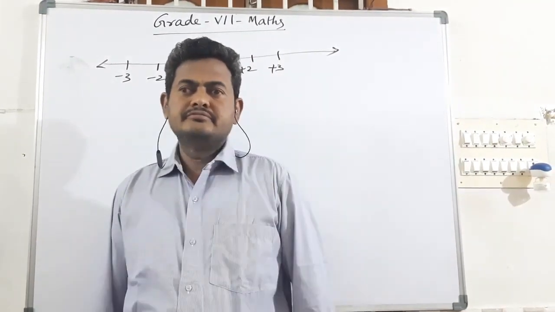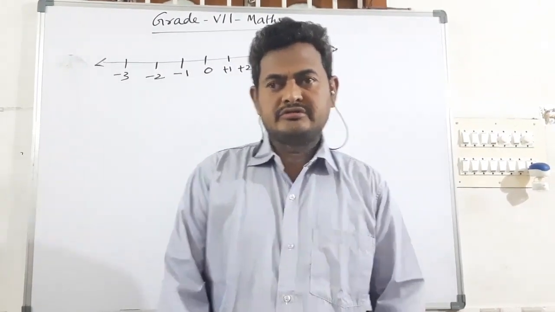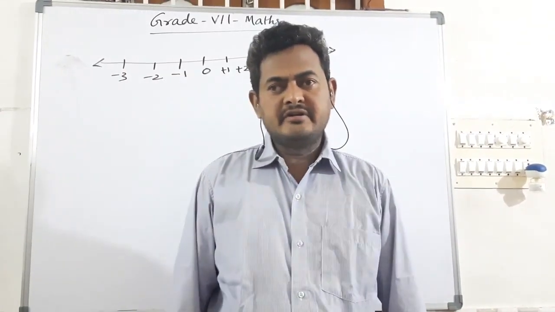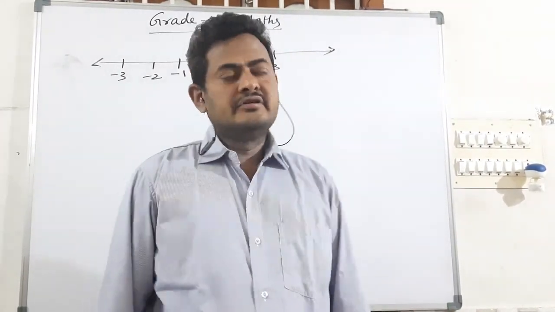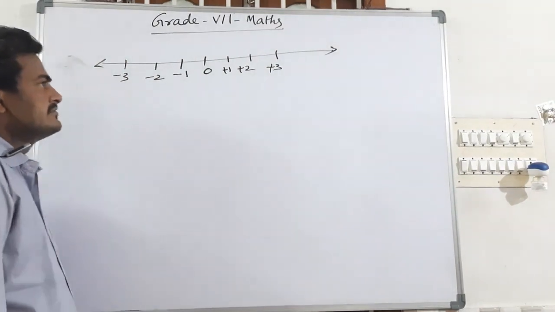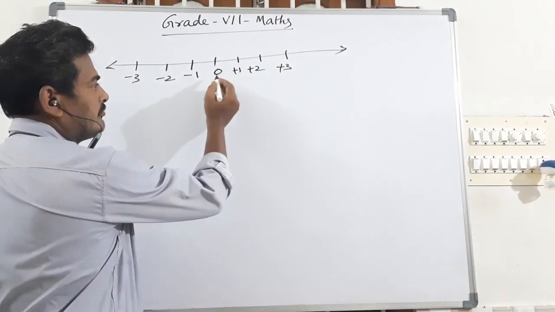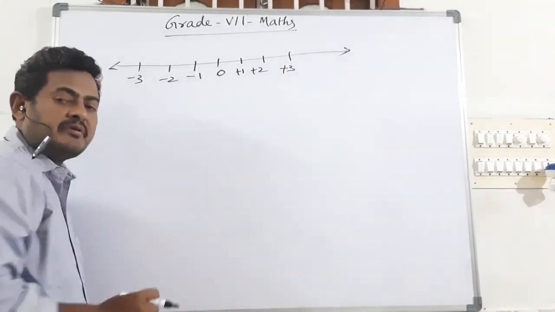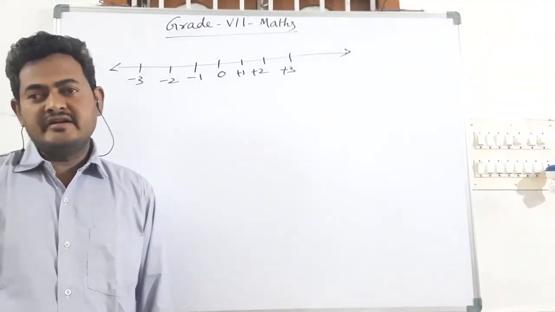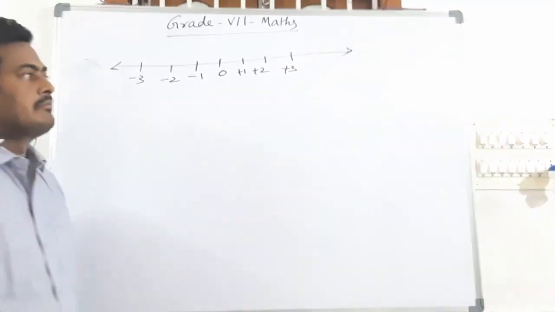Good morning, children. Today we are going to learn about 7th grade mathematics, integers. So how can we define integers? If you take one number line, what is meant by number line? A line that contains numbers is called a number line.